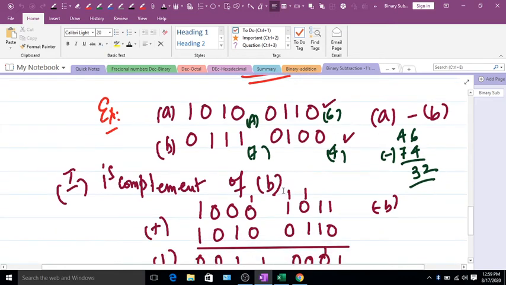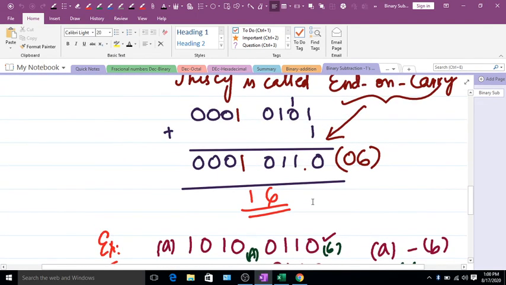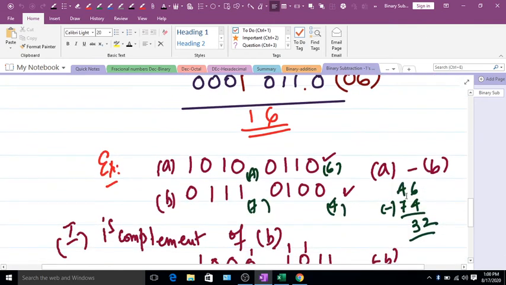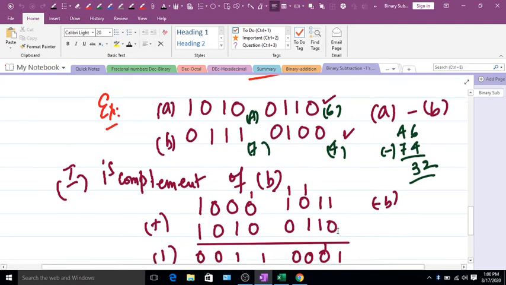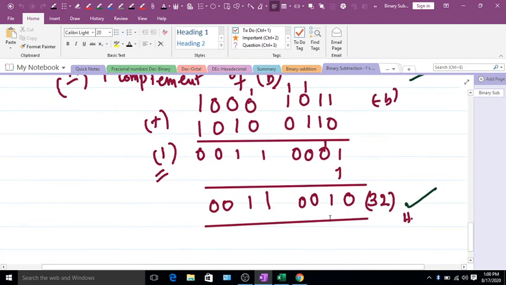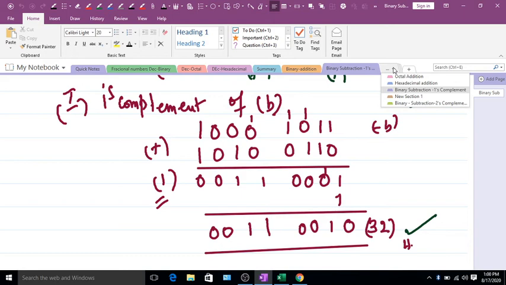So take B, take its complement. What is the complement? All zeros are to be flipped to 1's and 1's to be flipped to 0's. This is to be added back to A. What was your A? A was the number A. I have number A6, that is 1010, 0110. Add these two. This is what you are getting. In this case, there was no carry issue, so that was not added. So this is one way of doing it.